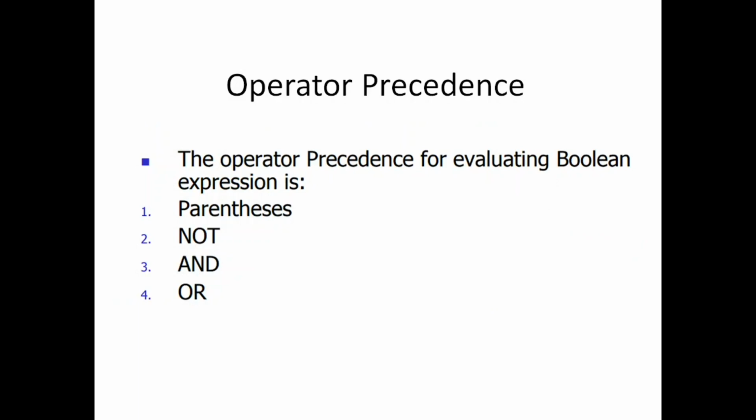So next is operator precedence. While considering the Boolean functions, we have to follow the precedence of operators. So first precedence is for parenthesis, second is for NOT, third for AND, fourth is for OR operator. So we have to follow the operator precedence for evaluating the Boolean expression with respect to the priority. First priority for parenthesis, second for NOT gate, third for AND gate, fourth for OR gate.